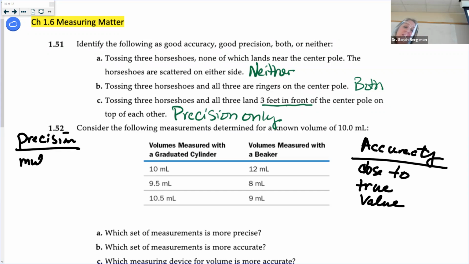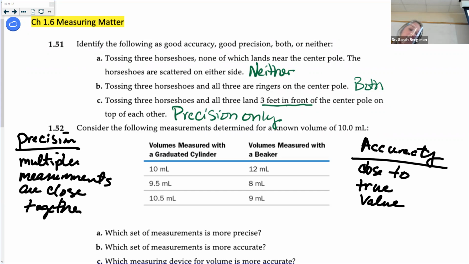So multiple measurements are close together, right? So let's look at some data. We measured some volumes with a graduated cylinder, and we measured some volumes with a beaker.